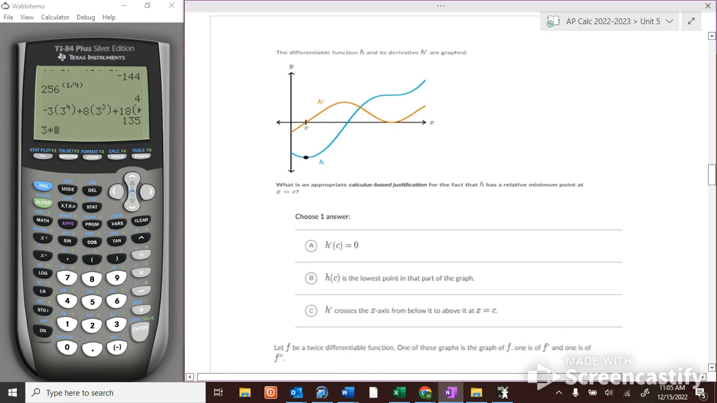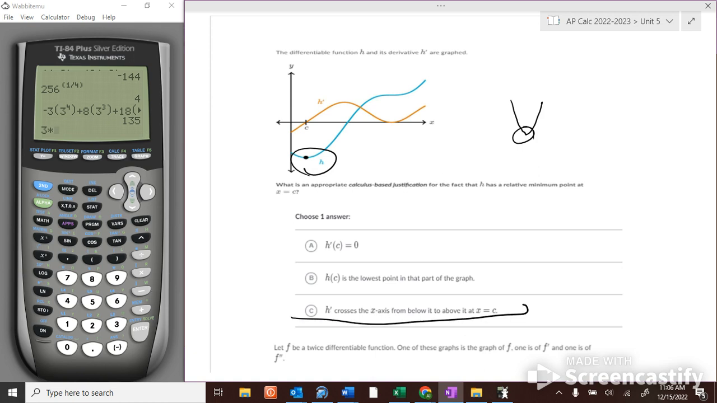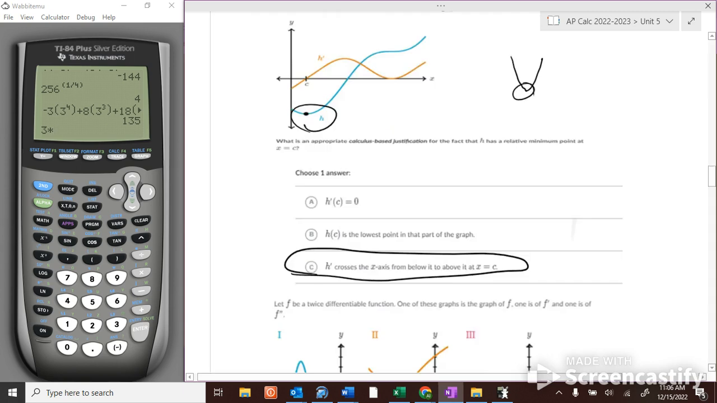All right, justification why this point is a relative minimum? Well, the first derivative goes from being negative to positive. The first derivative is negative, that's the slope is negative. Then if the first derivative is positive, then the slope is positive. So that would be a minimum there. So because it crosses from below to above, that's why it's a minimum.